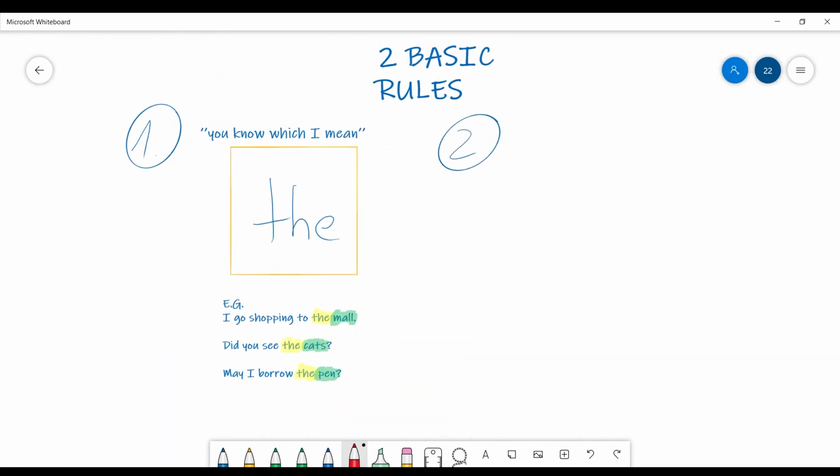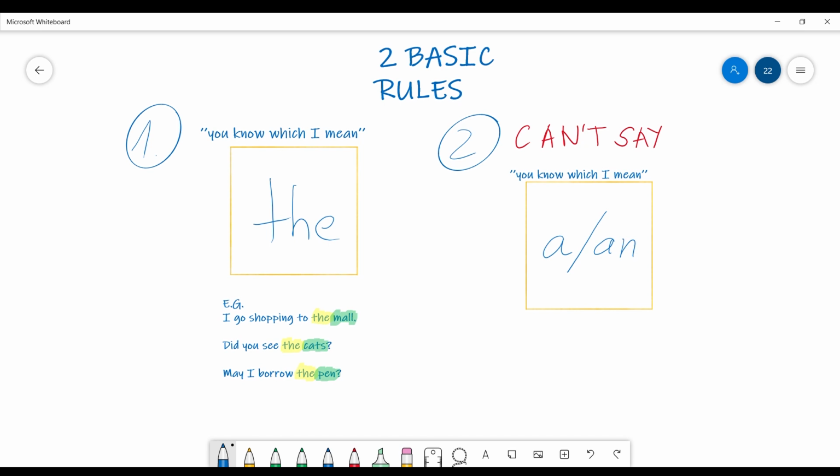The second rule out of the two basic rules is actually the opposite one. In this situation, we cannot say "you know which I mean". When our listener cannot tell exactly which thing or person we mean, we use the article "a" or "an", accordingly.